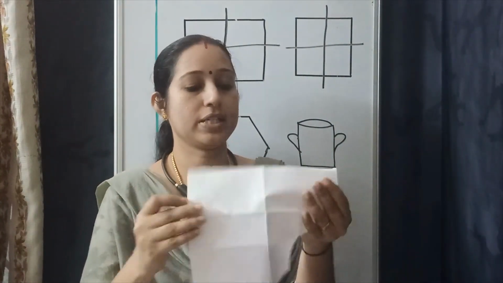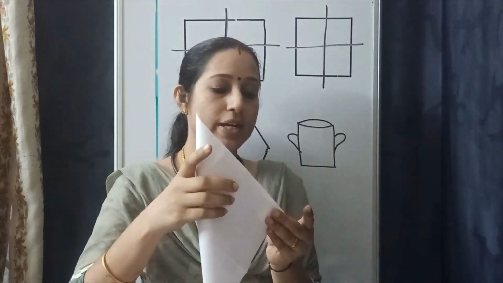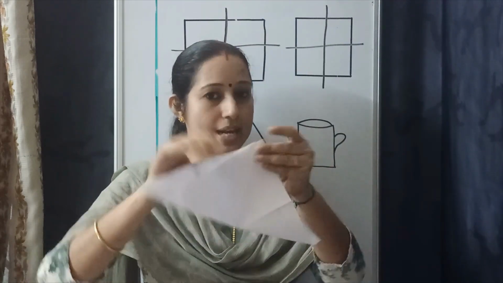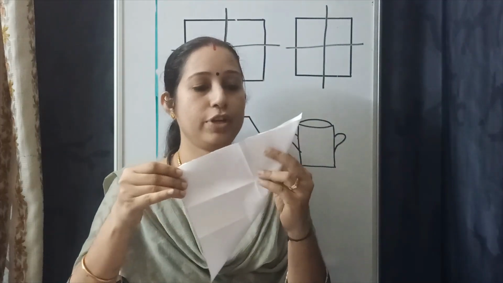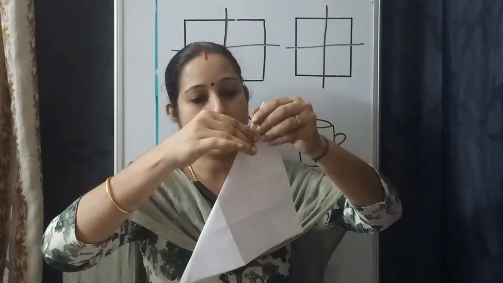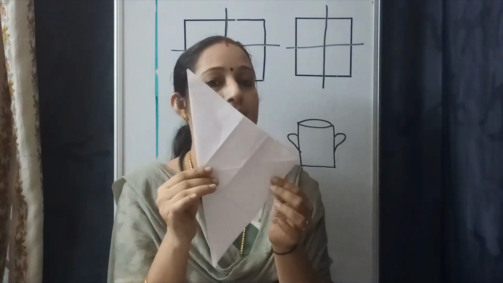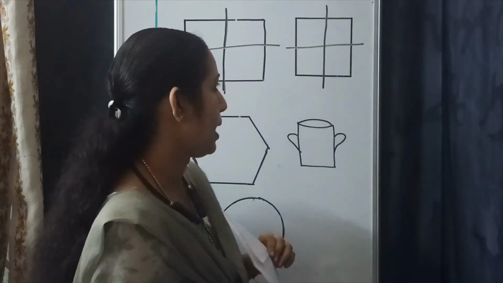Again I fold it diagonally. In third standard we studied what a diagonal is. What is the line segment that we draw inside a shape joining the opposite vertices? That line is called the diagonal. So if we divide along it, this is a line of symmetry, and here also we get two identical parts.